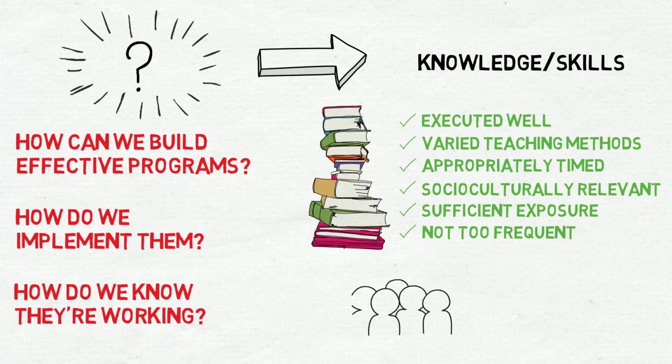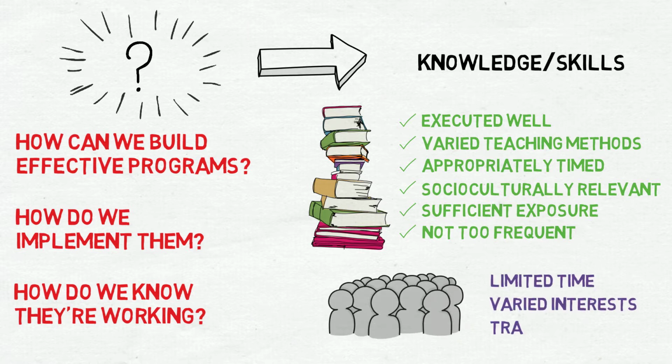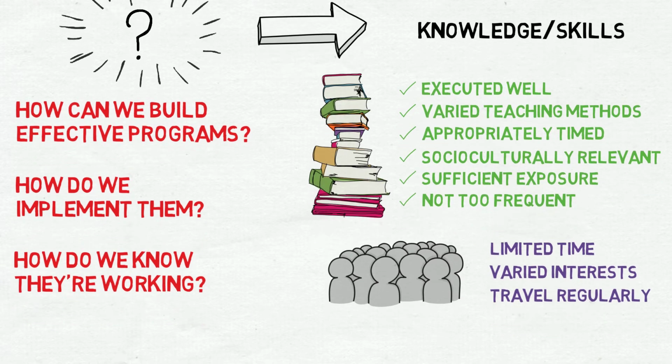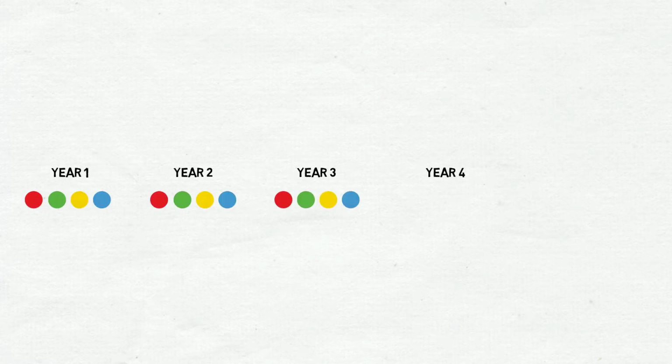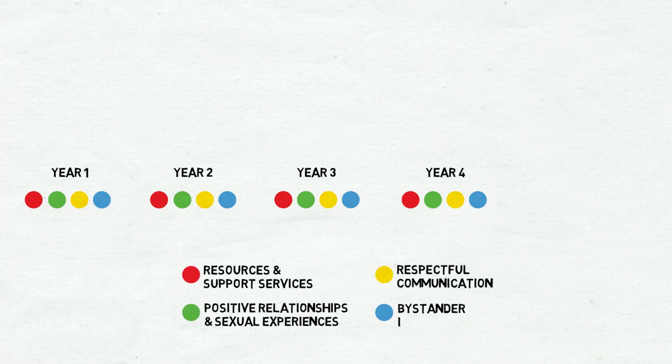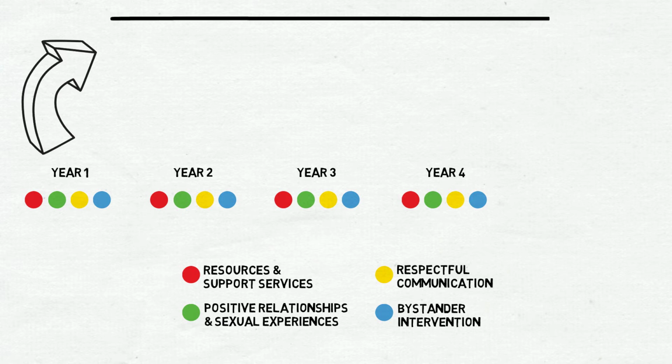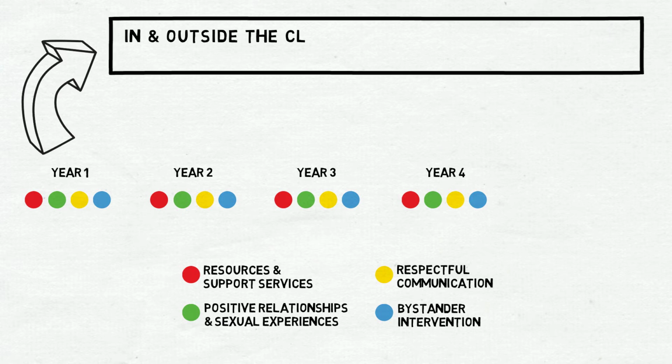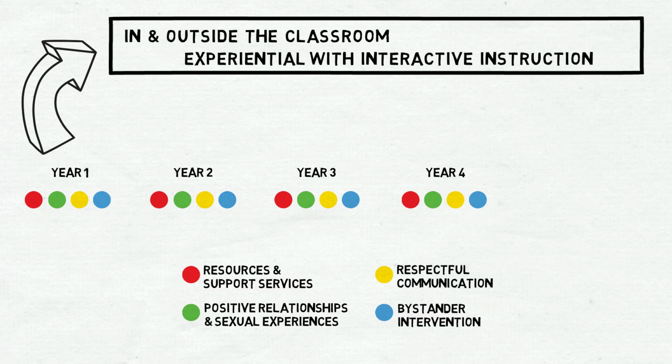We also need to meet the needs of our students, who have limited time, varied interests, and travel regularly with the D plan. With all that in mind, we developed a framework for the Sexual Violence Prevention Project. Over their Dartmouth career, students will engage with the 4 experiences every year, aligned with each of the 4 behavioral outcomes. These experiences can occur both in and outside the classroom, provide experiential opportunities with interactive instruction, and focus on active skill building.